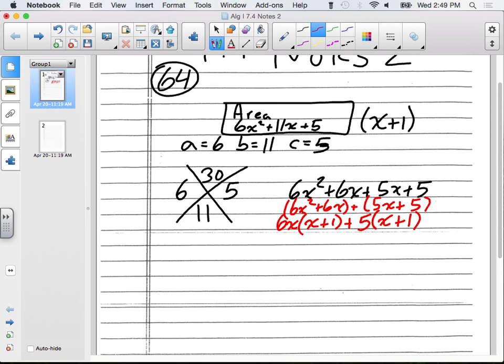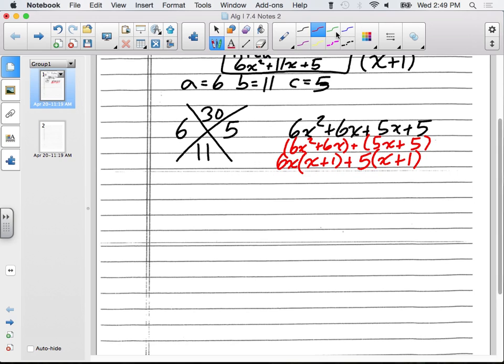All right. Moving on. We found the GCF of both groups. They both have a common factor now. What is it? X plus 1. So we can factor that out of both of them. And what are we left over with after we take it from both sides? 6x plus 5. All right, so we're done factoring that.